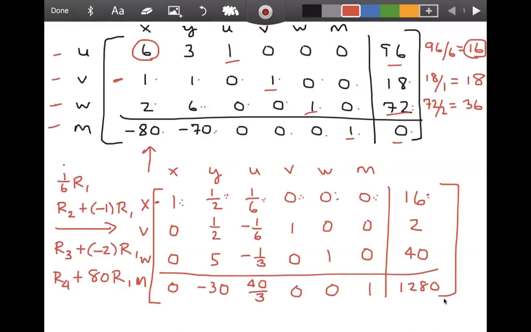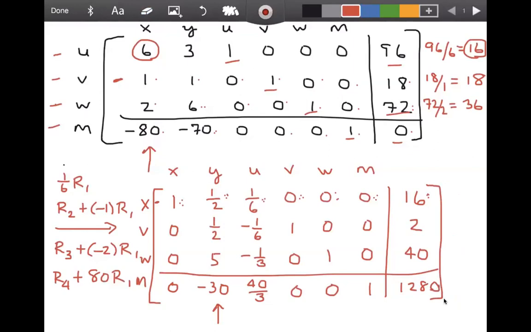So if you look in the bottom row, I see there is still a negative entry, which confirms that we're not done. So now I have to look at my ratios again. And once again, I have not left enough room. So let me scoot this over. Okay, that should be all right.